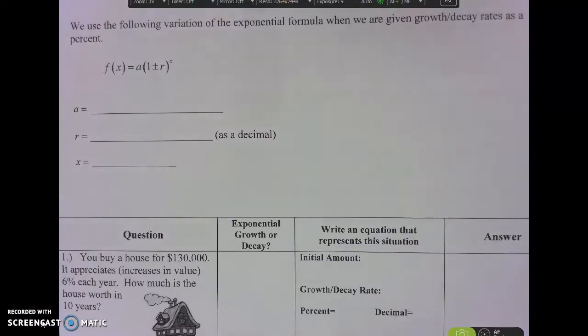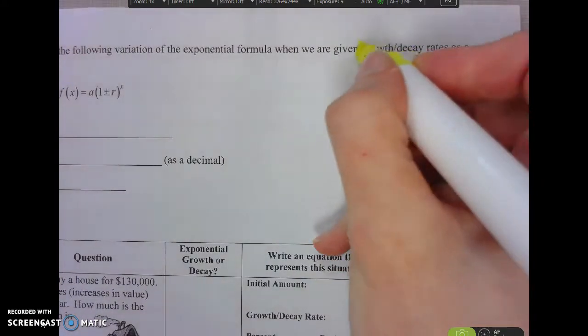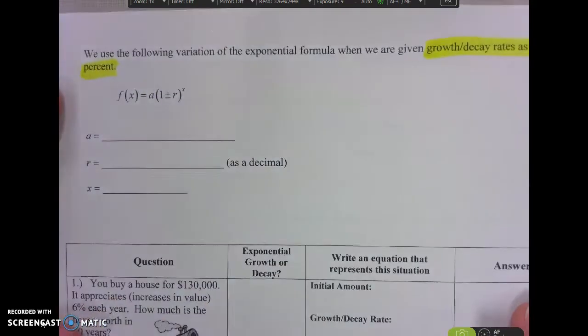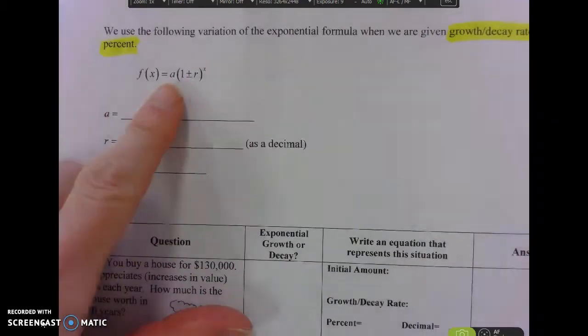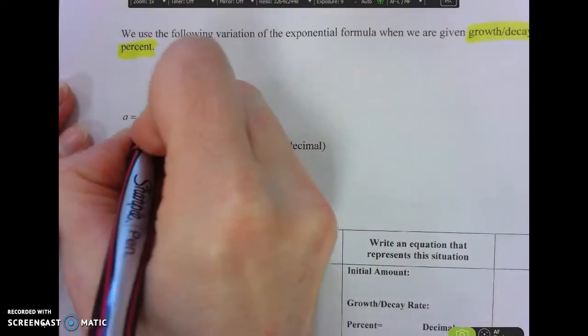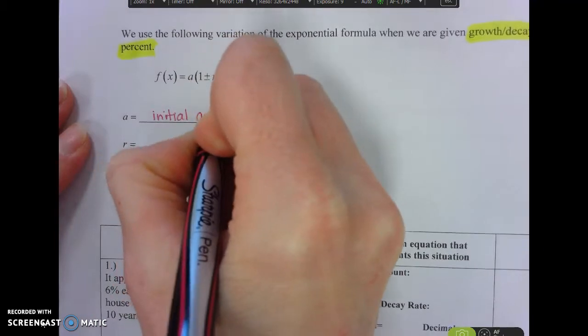All right, the ones in the back are just slightly different than the ones we had just got done doing. But the only difference really is the fact that your growth and decay rates are going to be represented as percents versus an actual word like doubling, tripling, halving, what have you. So you still have your value of A. A is still going to represent your initial quantity. That isn't going to change.